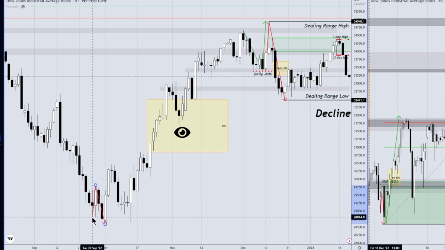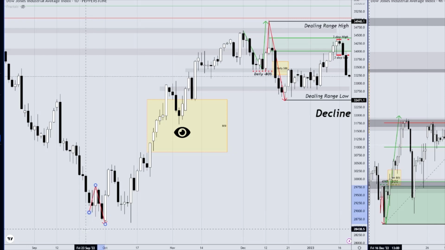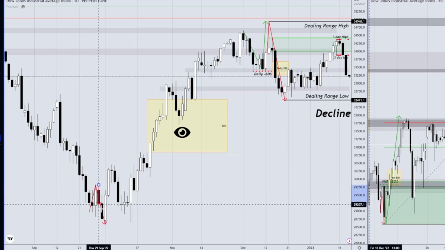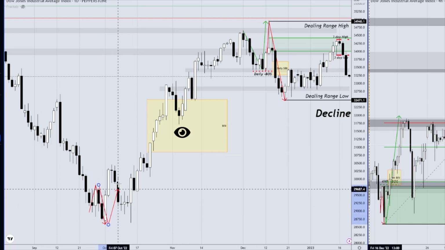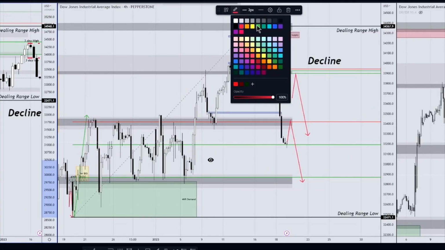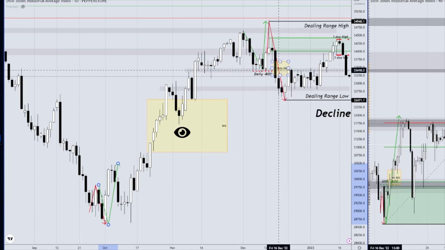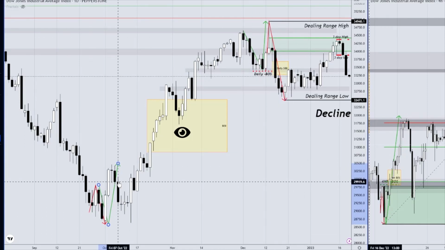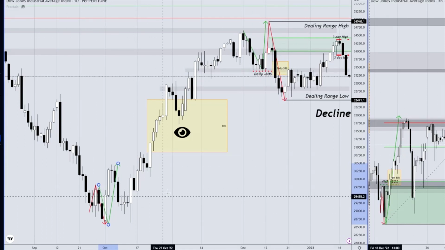I'm just going to put that across one, it just looks nicer. And then the opposite of that, let me set that to green. So we have a daily break of structure down by there. I'll come back and finish it off later on.